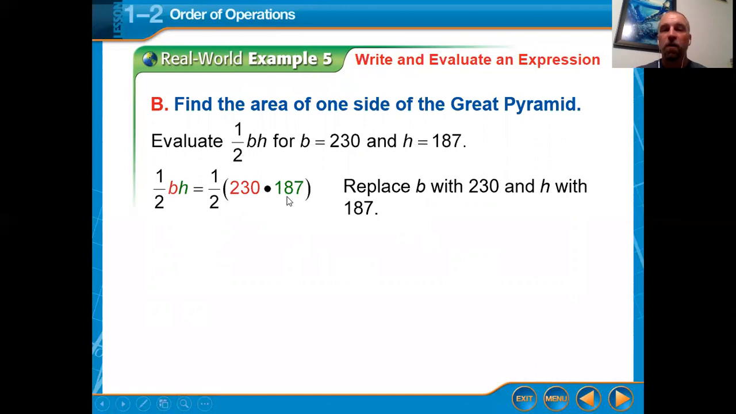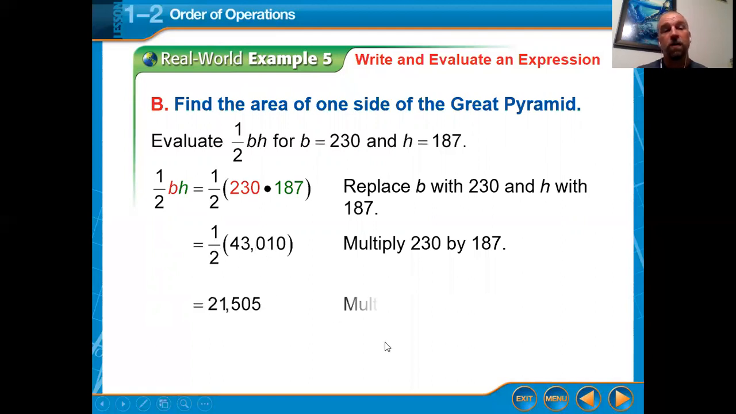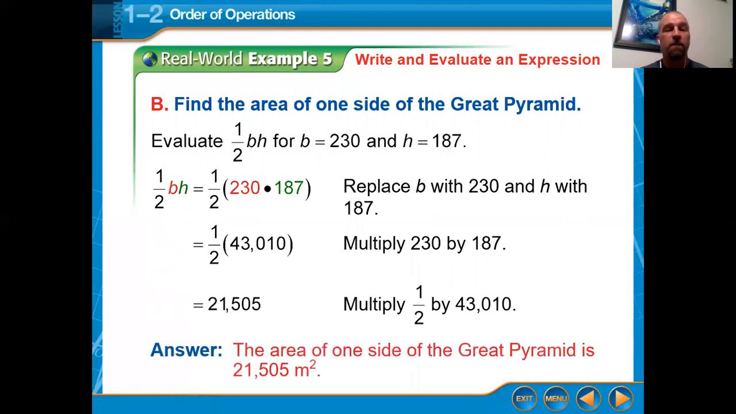At this point, hopefully, I forgot to tell you this, hopefully all those other problems you did without a calculator. Please don't use a calculator. Use mental math and computation by hand if you have to. This one, not so much. You have 230 times 187 times 1/2. Grab a calculator for this. I wouldn't do this by hand. I would multiply 230 times 187 to get 43,010. And half of that, just divide it by 2. And your final answer is 21,505 meters squared.